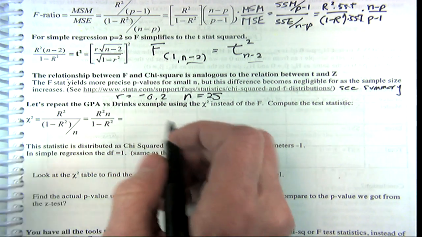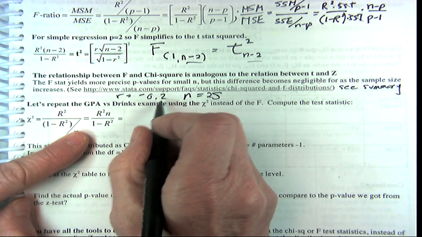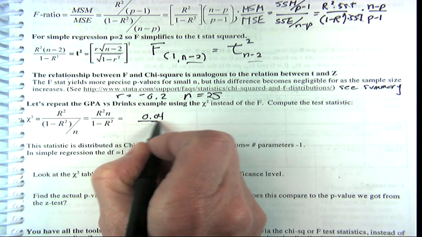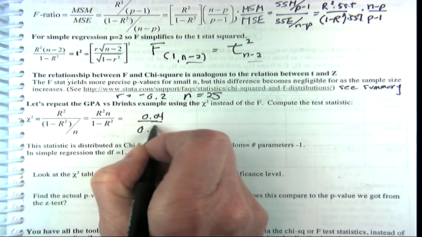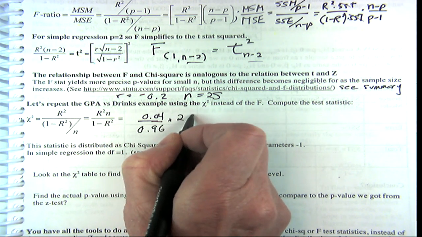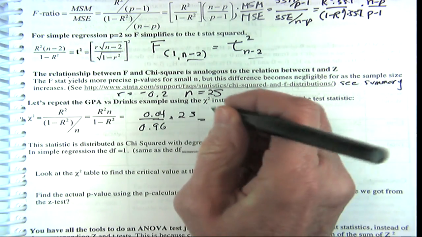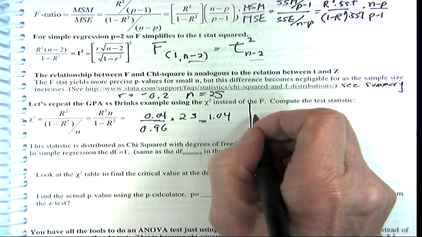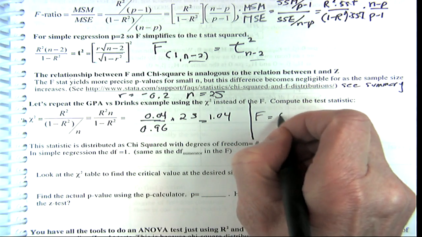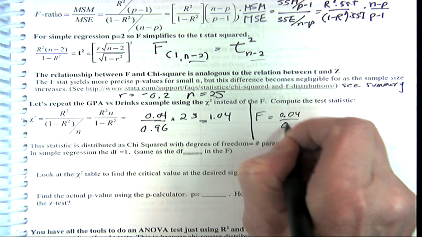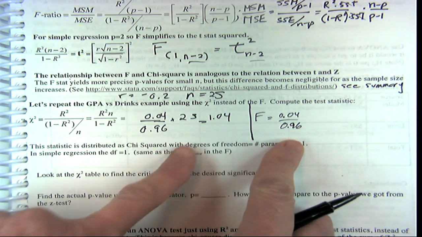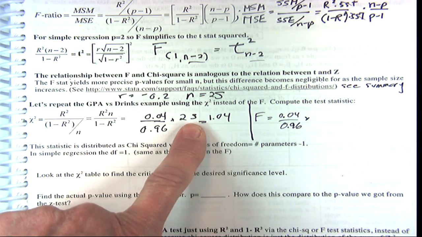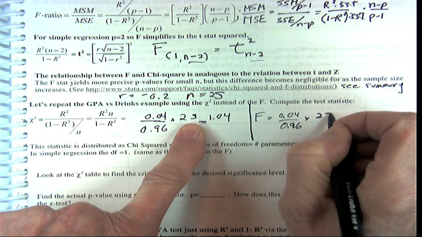But anyway, for chi-squared, what are we going to do? We'll just take r squared, which is 0.04, over 1 minus r squared, which is 0.96, times 25. And we get 1.04. If we wanted to do F, what would we do? We just do the same thing, 0.04 over 0.96. That part's the same. But then, instead of 25, we have to subtract 2 off, 2 parameters. So we multiply by 23.